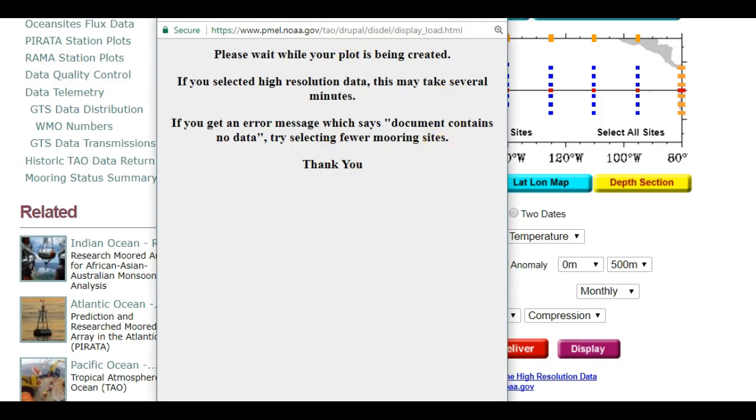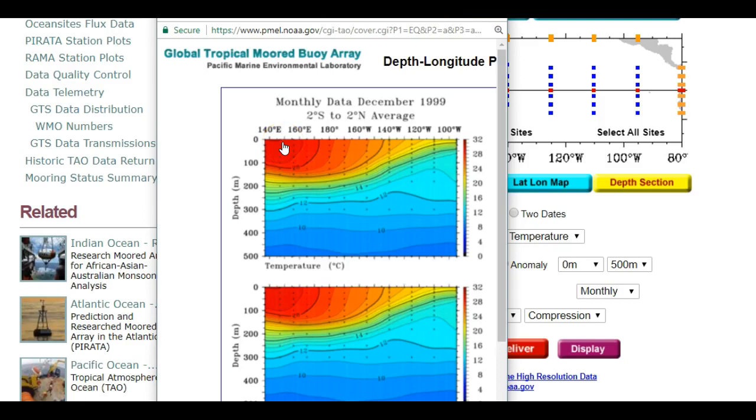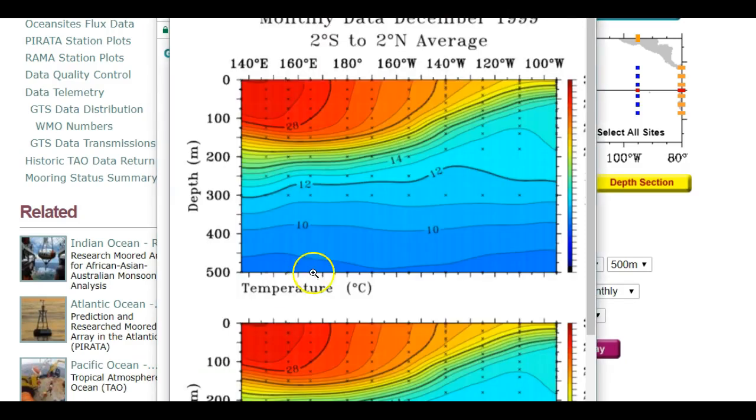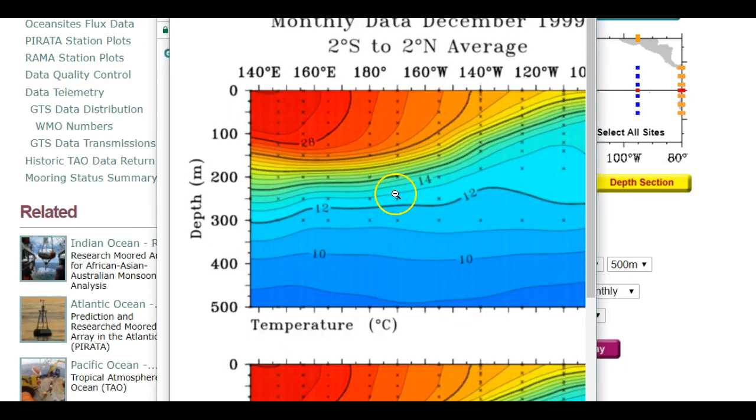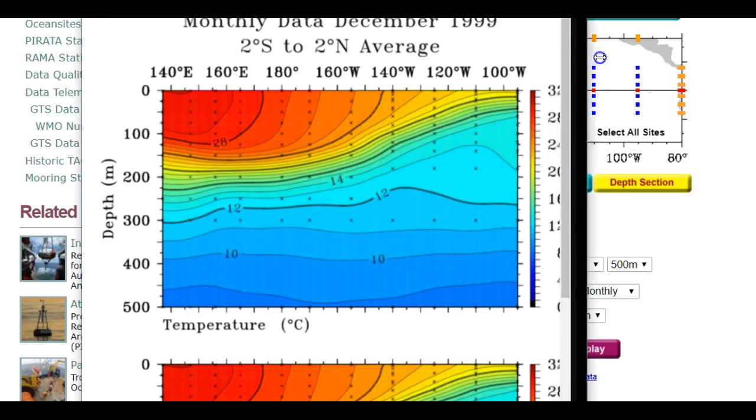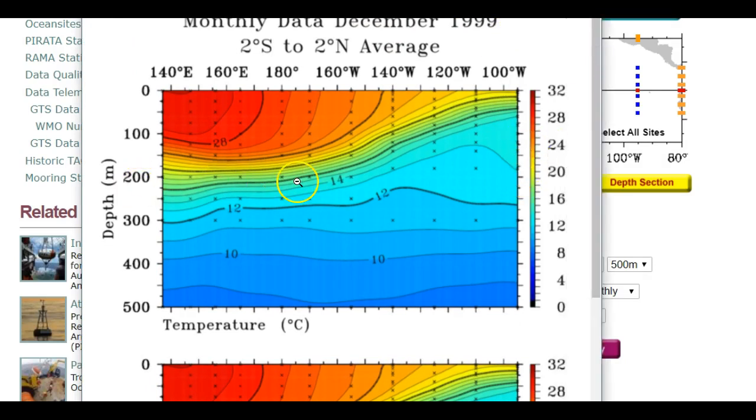This one takes a little longer to create. You're going to want to go to the high-res image. And let's take a look at that 14-degree line. So what you're trying to see is, did it get all the way over past 200?